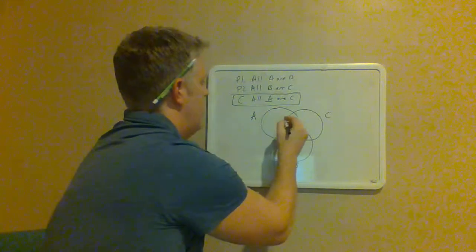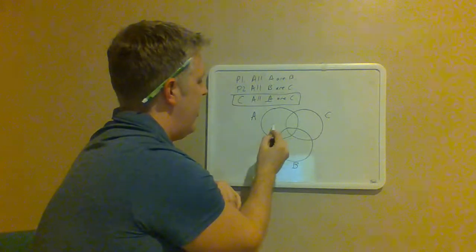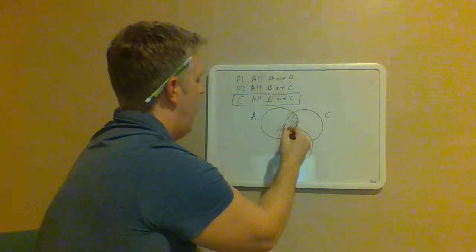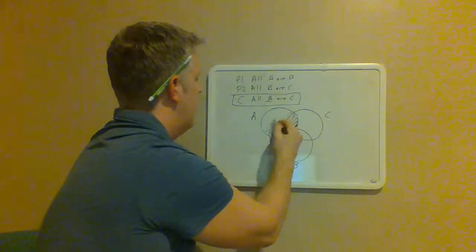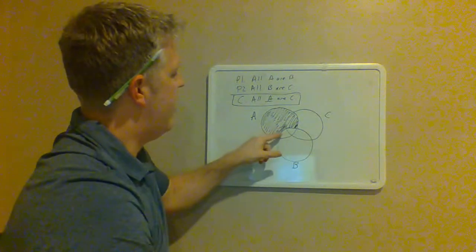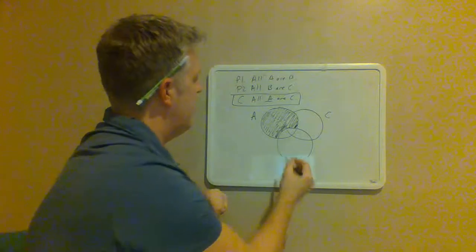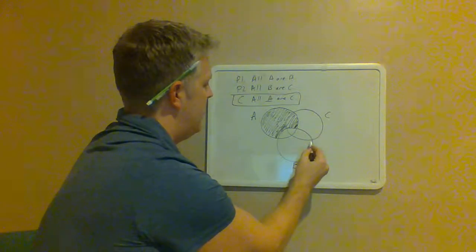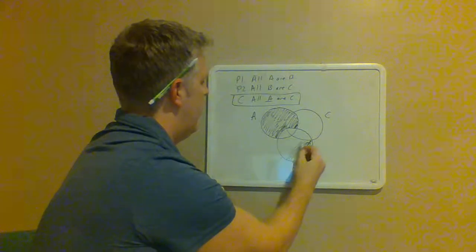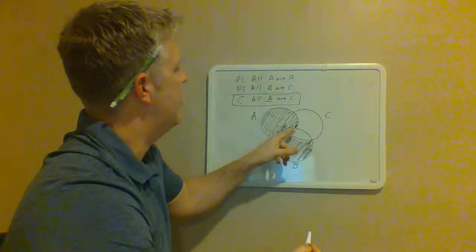So let's see if this one is valid. All A are B, right? So we know it's not possible to be an A and not also be a B. All A's are going to overlap with B's. If it's an A, it's also got to be part of the B circle. Then we're told all B are C's. Same sort of deal. It's not possible to be a B and not also be a C. So we're going to exclude all portions of the B circle that don't overlap with C.